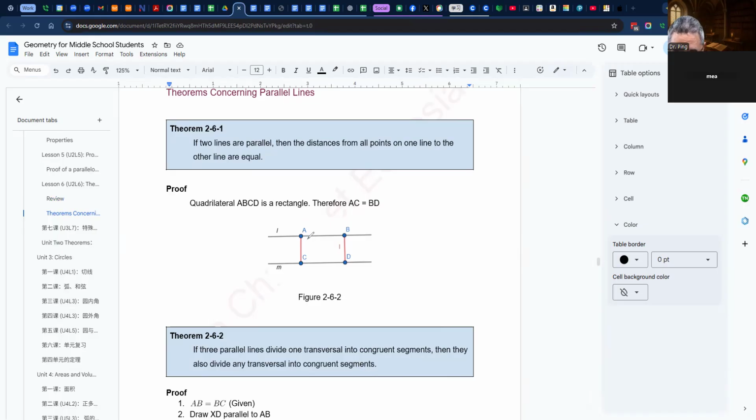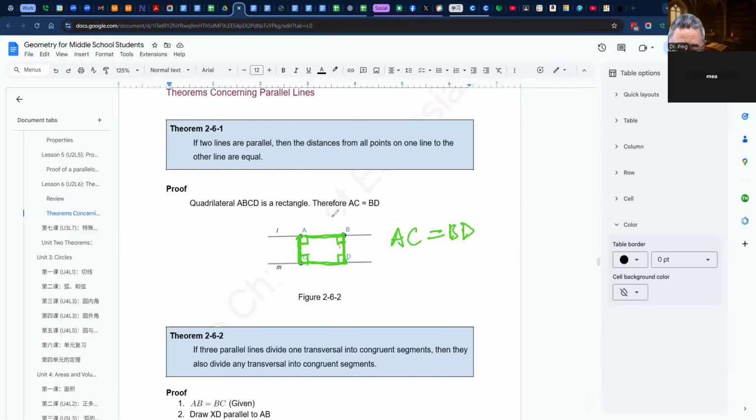So the shortest will be perpendicular to this line. So it'll be 90 degrees here, 90 degrees here, 90 degrees and 90 degrees. Now you can see this is a rectangle. And a rectangle is a special kind of parallelogram. And we know one of the properties of a parallelogram is the corresponding sides are congruent. So therefore, AC is equal to BD.